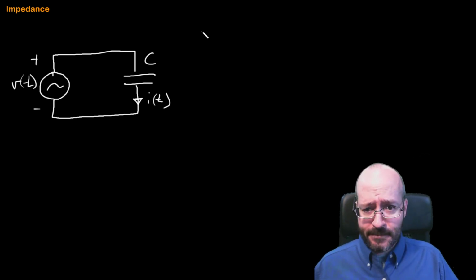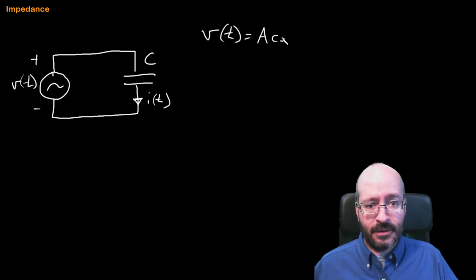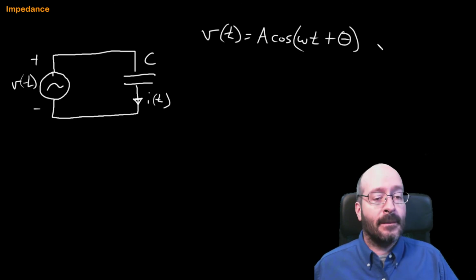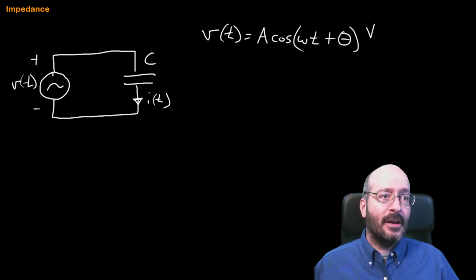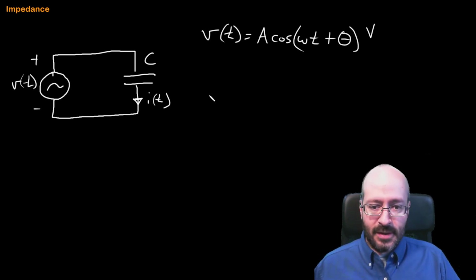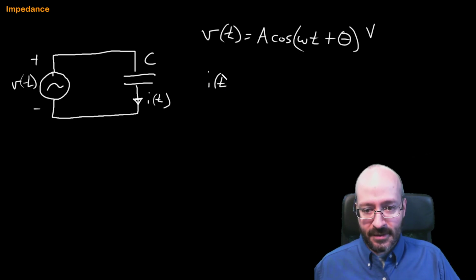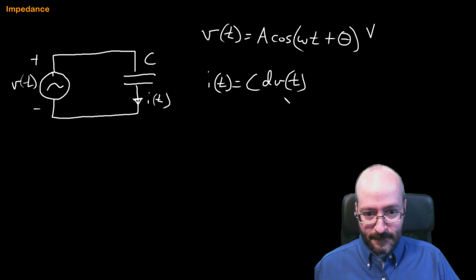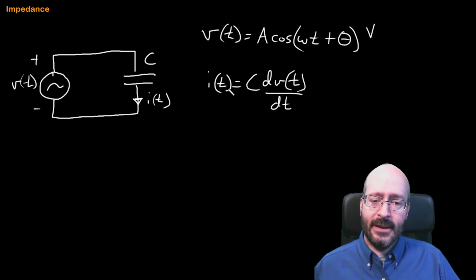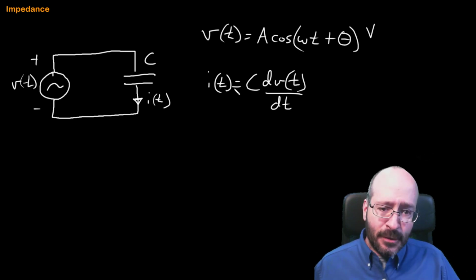Okay, so V of t, again, is A cosine omega naught t plus our phase angle theta, and that's in volts. And we want to go find I. So we have to think back to the capacitor equation, right? I of t is equal to C dV of t dt.